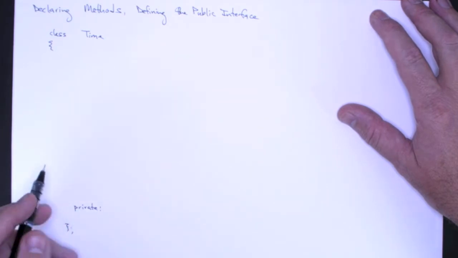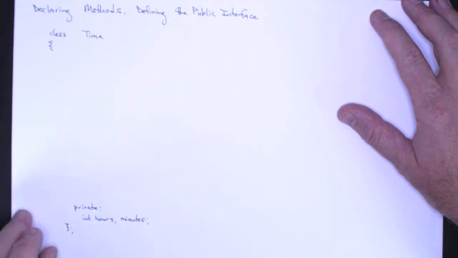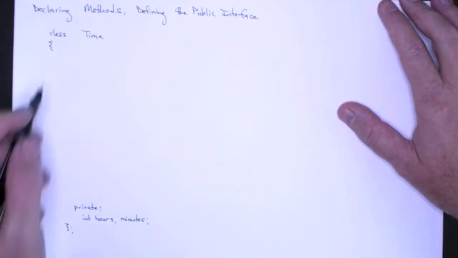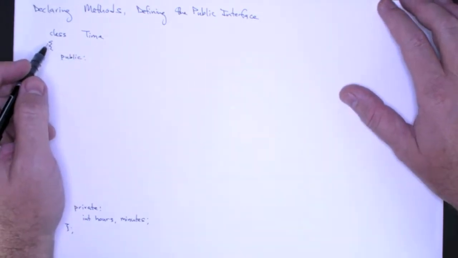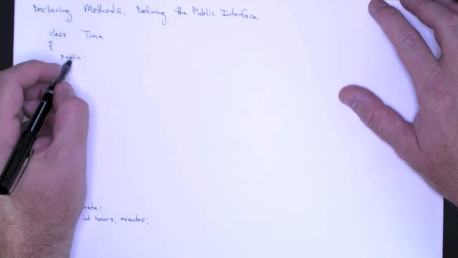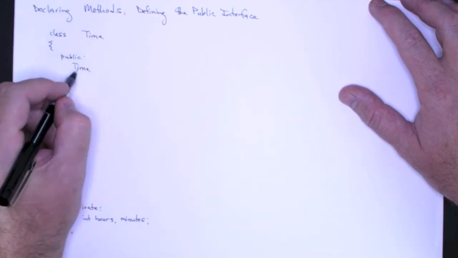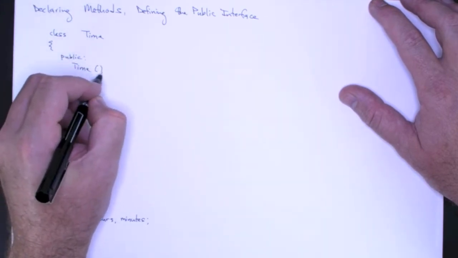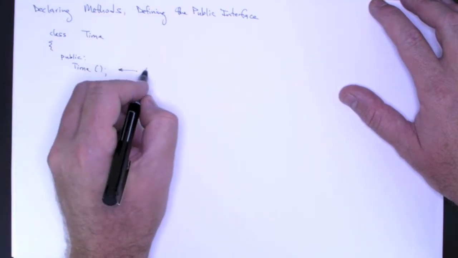I'm going to define our time class as just having two integers, one for hours and one for minutes. Okay. So the first thing we're going to do is declare a default constructor. And the default constructor always is the same name as the class, and it takes no arguments, and it has no return type. So this is the default constructor.